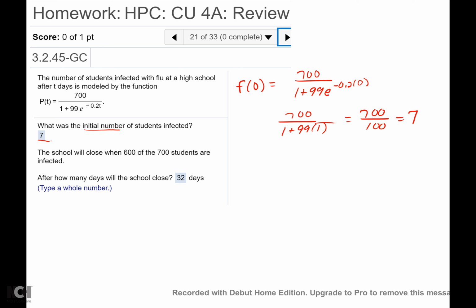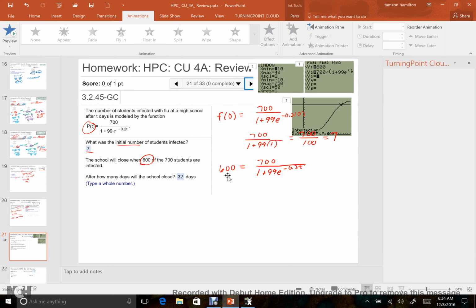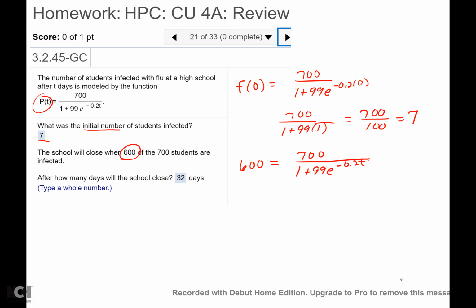Then it says the school will close when 600 of the 700 students are infected. And after how many days will the school close? So they're asking me, when will 600 kids have the flu? So they're telling me to change this to 600 kids. And I want to know when that equals 700 over 1 plus 99 e to the negative 0.2t. We can't solve this algebraically because my exponent is a variable. So we're going to do, oh, I actually graphed this one. Yay. So we're going to do graphing.